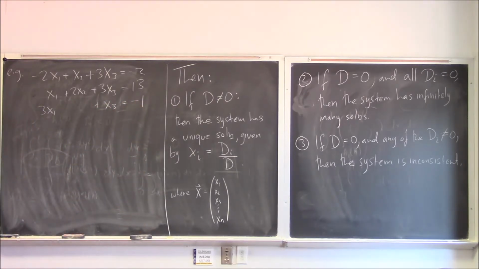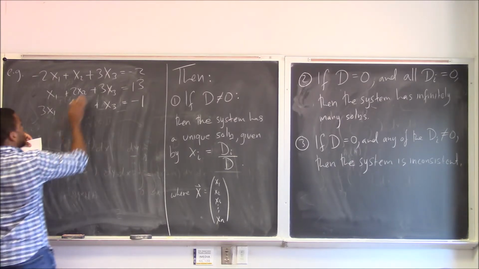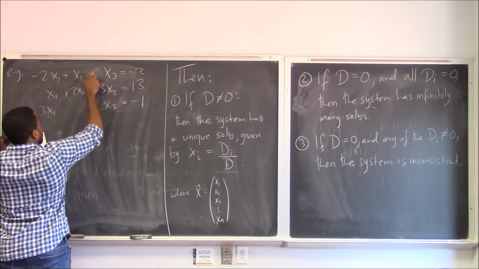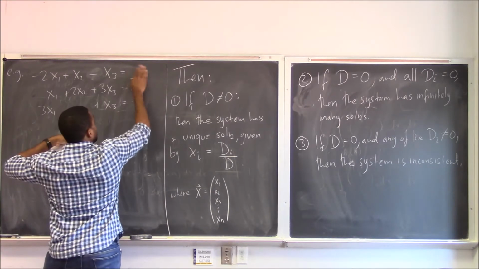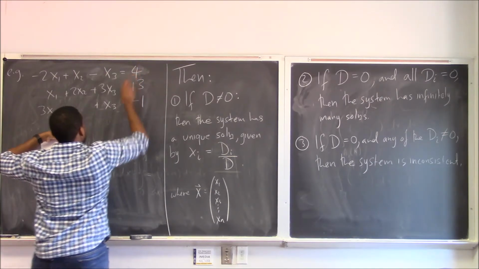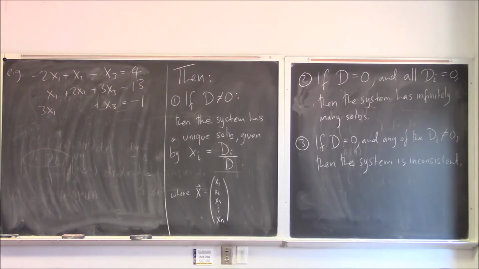Minus 2x1 plus x2 minus x3 equals 4. x1 plus 2x2 plus 3x3 equals 13, and 3x1 plus x3 equals minus 1.